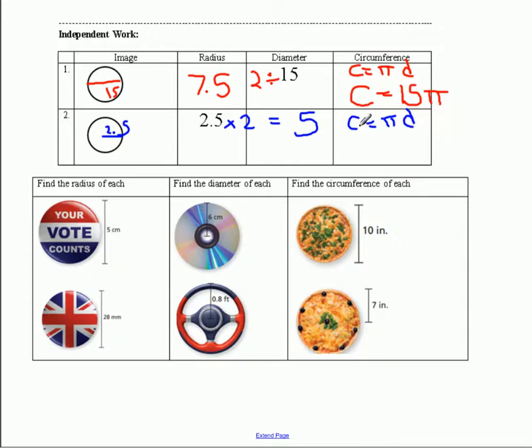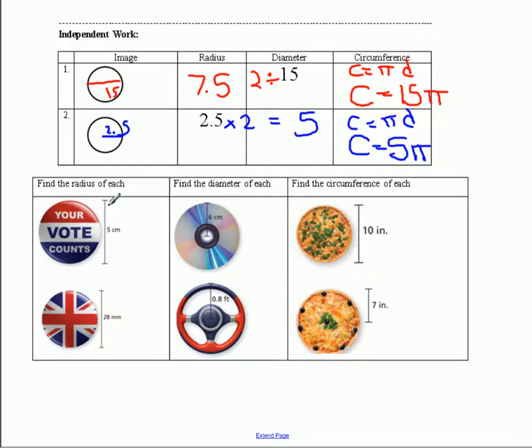C equals pi times d. Or as I like to say, cherry pies are delicious. That's a way to remember it. I know I didn't introduce it yet. That is a way that I like to remember it. We'll talk about that more. And for this one, my diameter is 5, so I'm going to write 5 with a pi next to it, 5 pi. All right, down to the bottom.